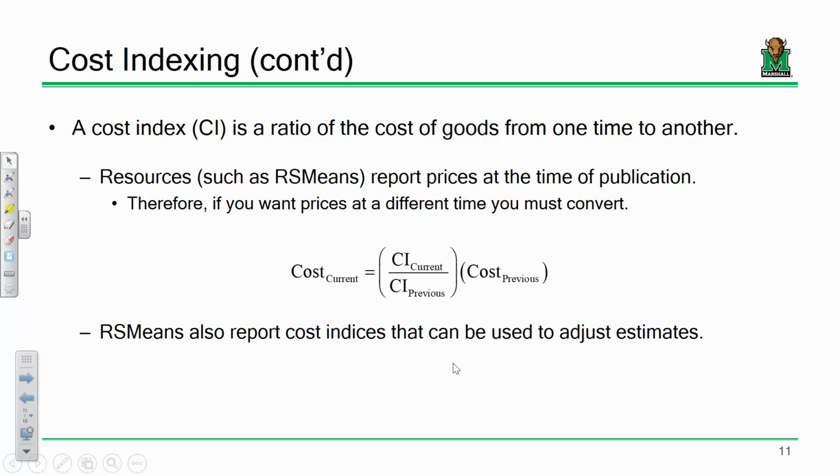The first one is a function of time, okay? So basically, a cost index is a ratio of the cost of goods from one period to another. So the first thing that we'll do is a function of time. The way it works, you basically have costs that are reported in this guide, let's say from 2011. You would divide those by the cost index for 2011 and multiply it by the cost index for, say, 2018, and bam, there's your current data.